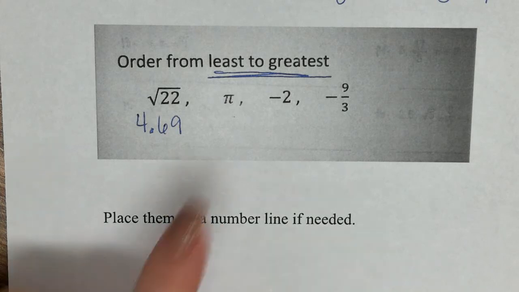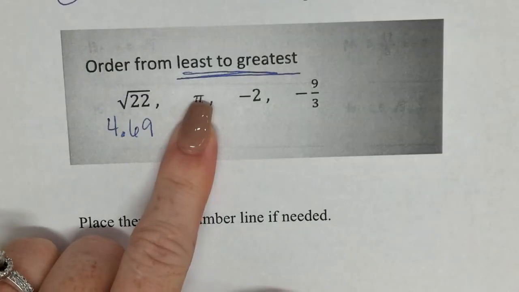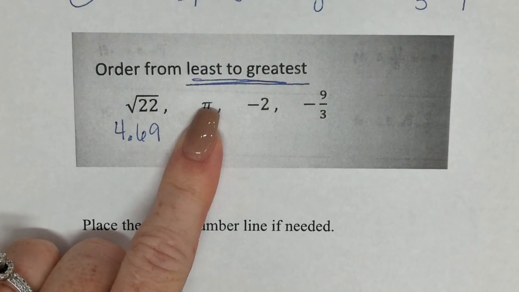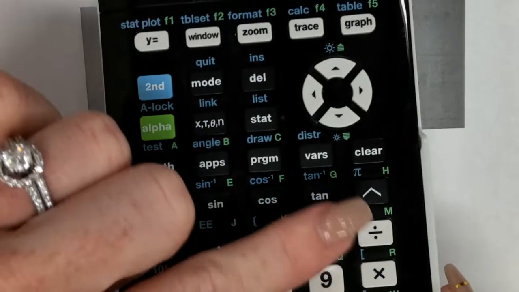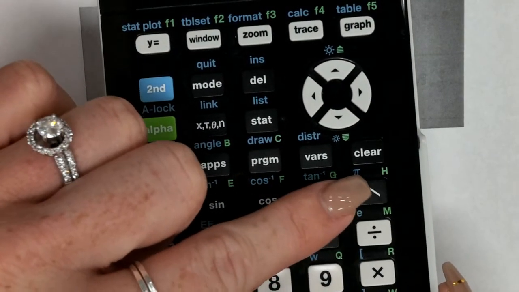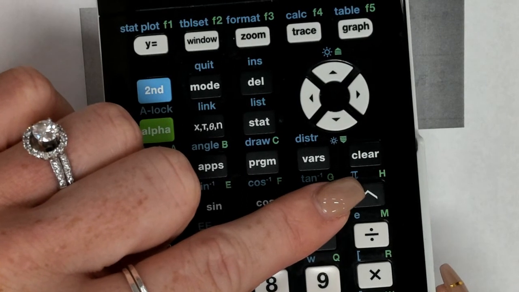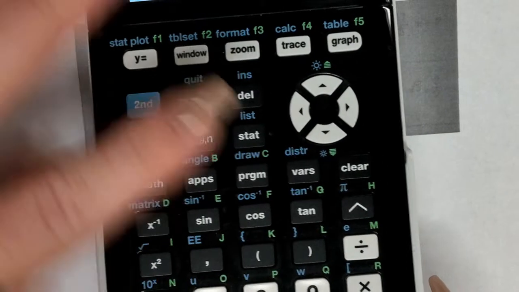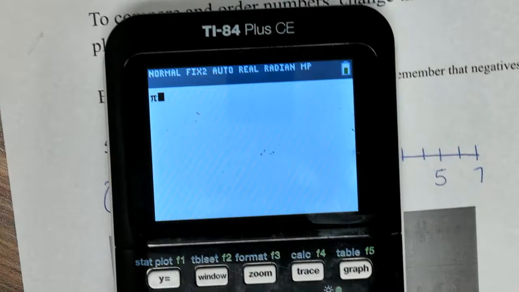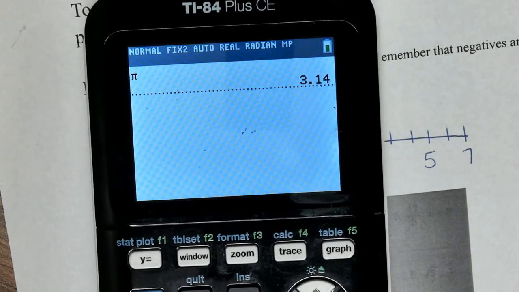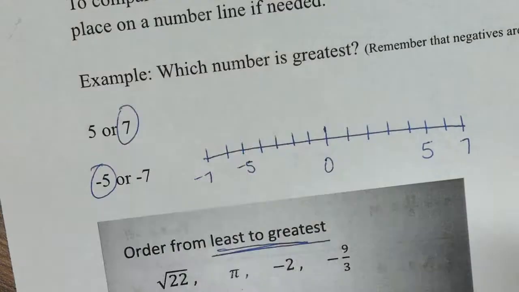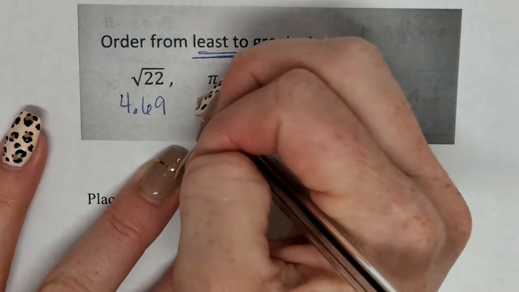Yes? All right, pi. Y'all should know pi is what? Does anybody remember? 3.14. But if you don't remember, your calculator has a pi button right here. See it in blue underneath clear? So you would hit second pi and hit enter, and it'll round it for you, 3.14. So put that right under pi.